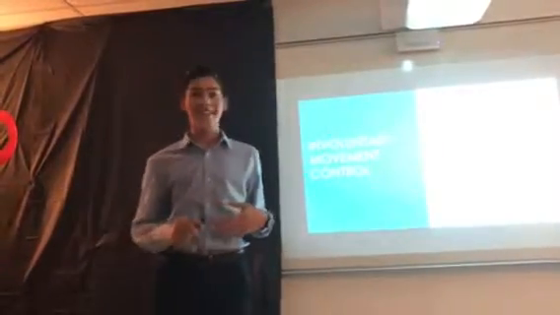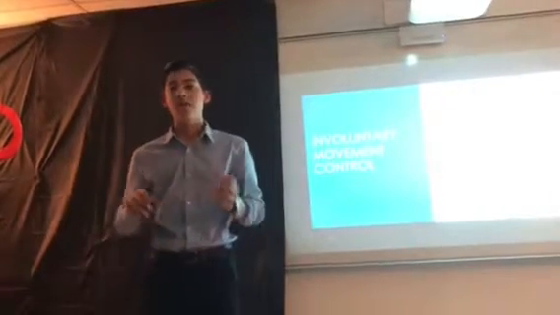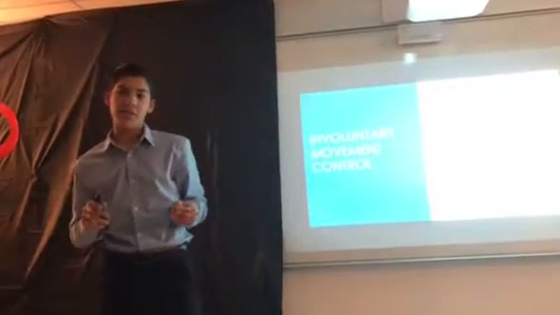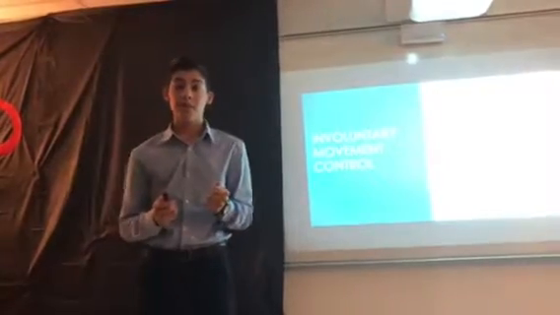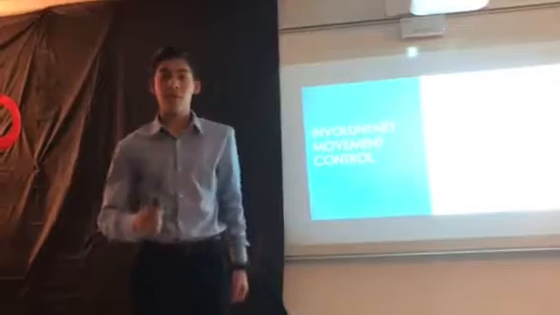The second way is the unconscious one. That's your involuntary movement. It's controlled by your extrapyramidal tracts. And some examples of this are your posture, your facial expression, and the movement of your arms when you're walking.